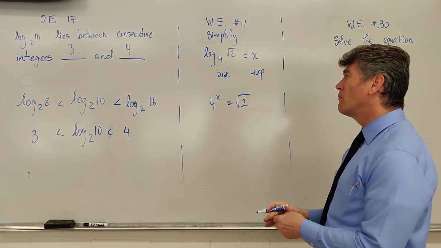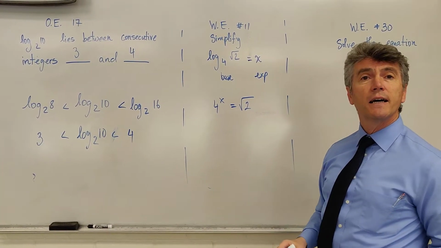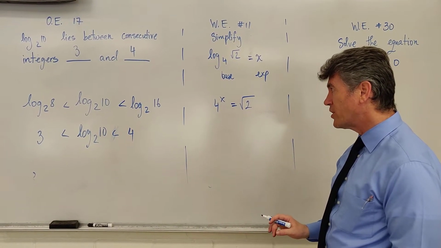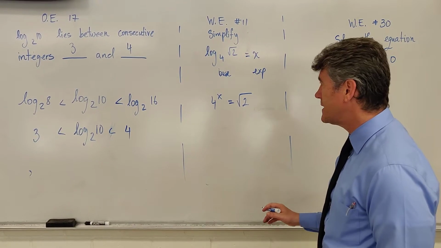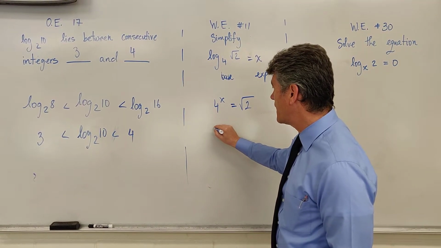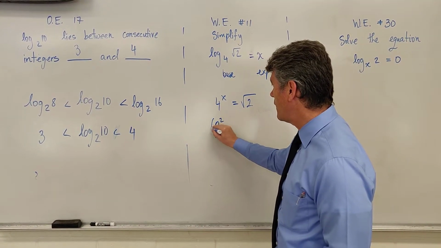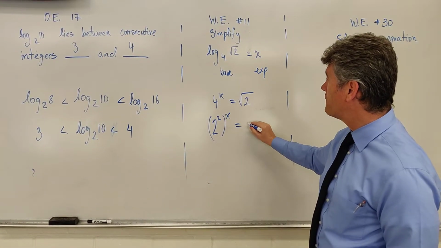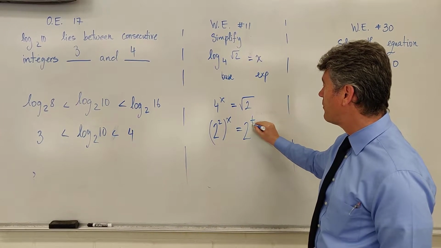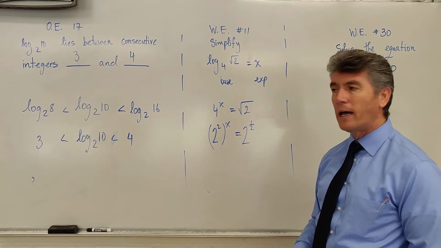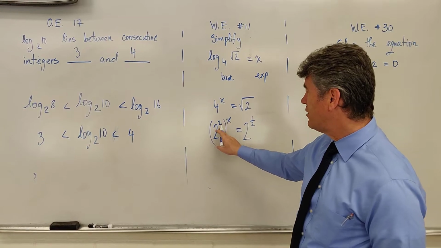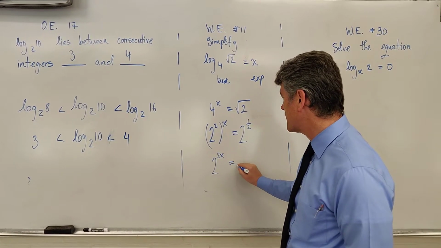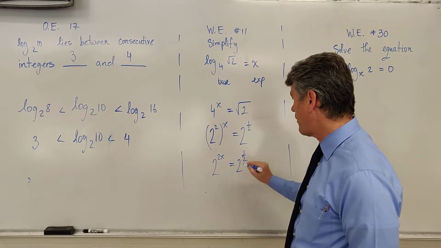And now the problem looks really, really complicated unless we remember that in order to solve an exponential equation, you need the bases to be the same. So another way of thinking of 4 is 2 squared. So you have 2 squared raised to the x. And then square root of 2 is the same as 2 raised to the power of 1/2. In this case, you multiply the exponents. So 2 raised to the power of 2x is equal to 2 raised to the power of 1/2.